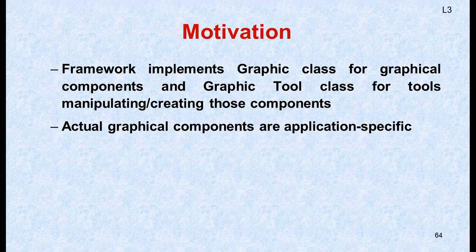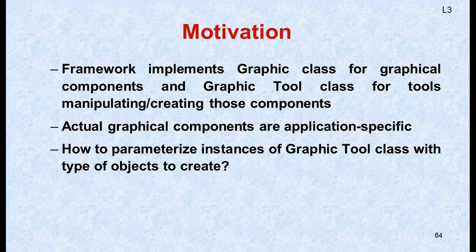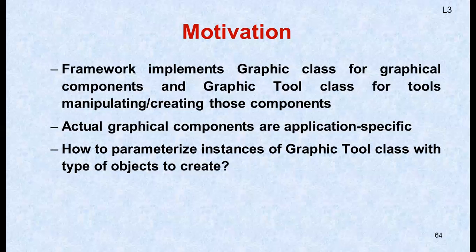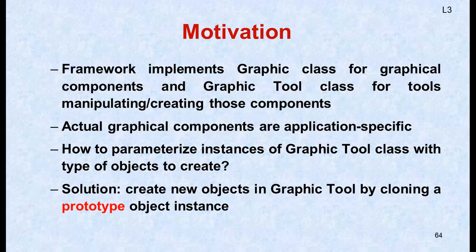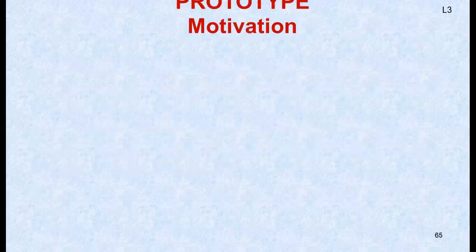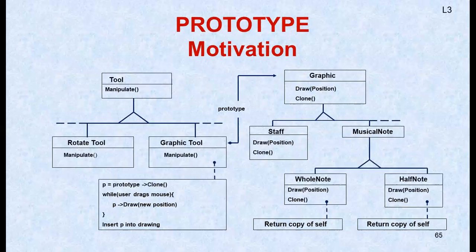So we know that object composition is a flexible alternative to subclassing. Here the question is, how can the framework use it to parameterize instances of the graphical tool by the class of graphics they are supposed to create? The solution lies in making the graphical tool create a new graphic by copying or cloning an instance of a graphic subclass, and we call this instance a prototype. A graphical tool is parameterized by the prototype it should clone and add to the document.